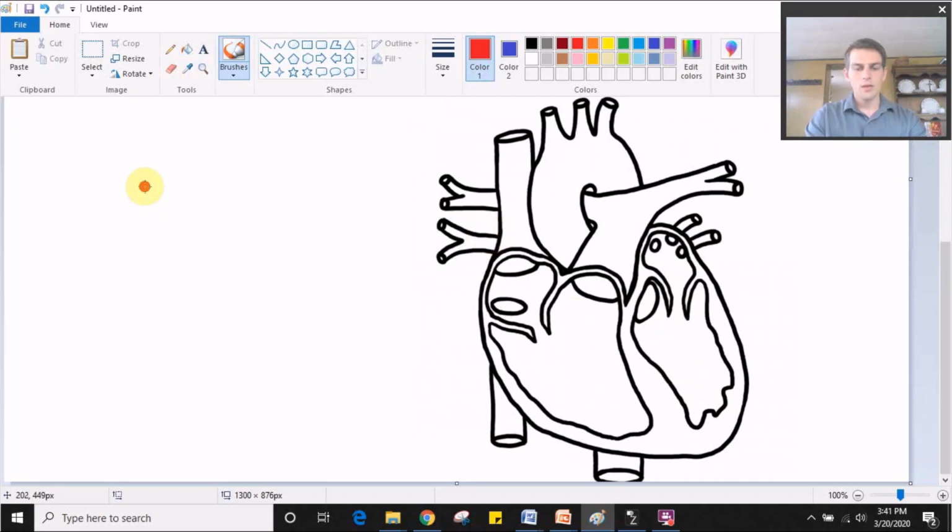Now, when you see diagrams of blood vessels and hearts and anything that involves blood, you often see two colors. You see red and you see blue. Red is usually used to symbolize that you have oxygenated blood. So that is blood that has oxygen in it. It's oxygen rich is another way of saying it. And blue is deoxygenated, or oxygen poor blood.